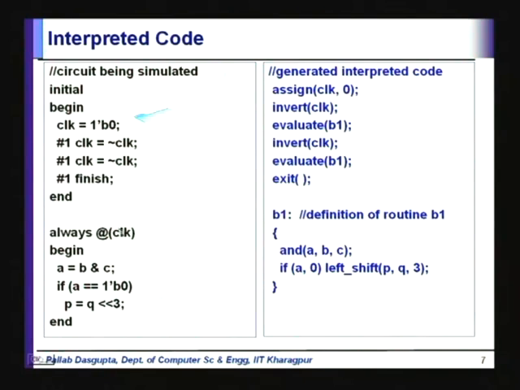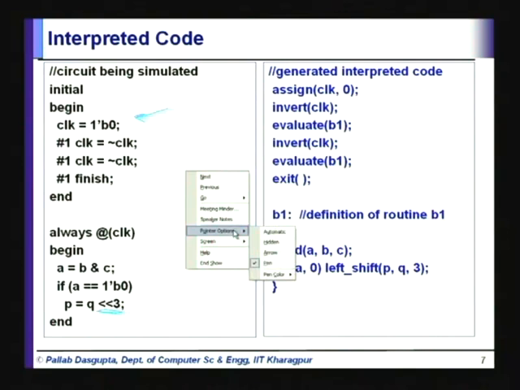And here we have an always @ clock which gets triggered at every change of the clock. Remember that there is no posedge or negedge here, it is just always @ clock. Then at every change of clock we evaluate A to be equal to B and C, and if A is 0 then we assign P to Q after left shifting Q by 3 bits. This thing here indicates left shift. This pointer is not very well visible, let me change the color.